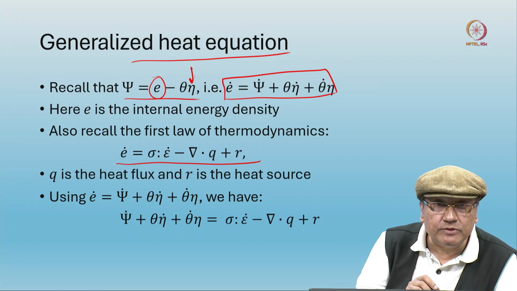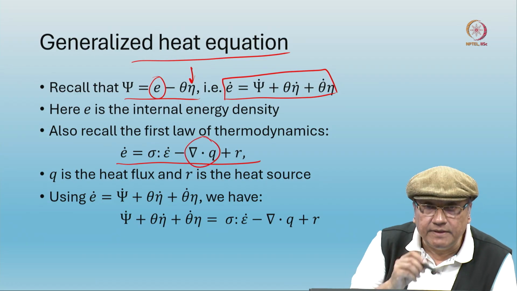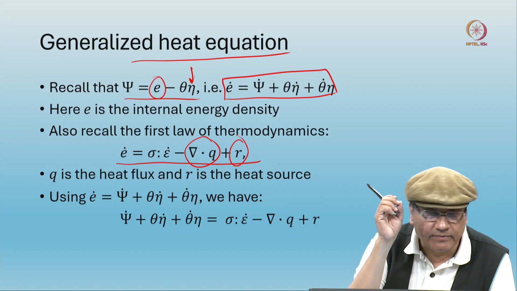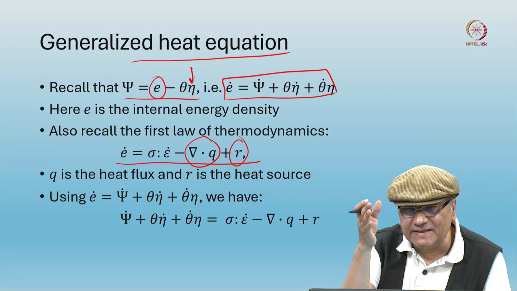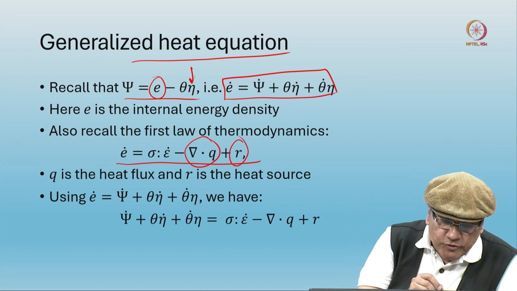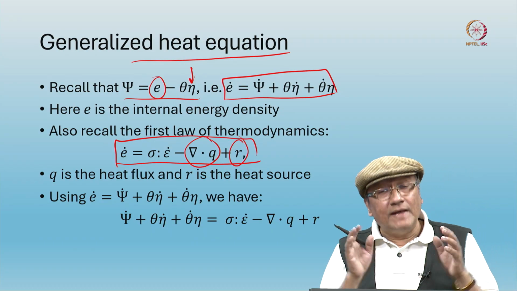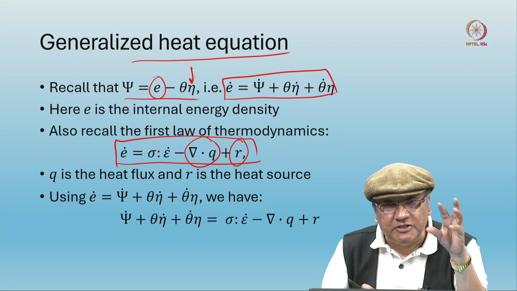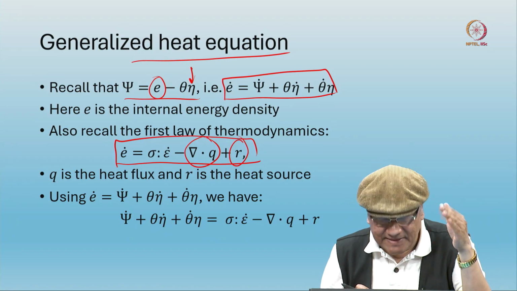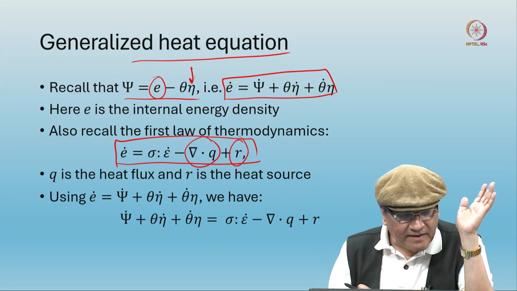This expression tells you that E dot equals sigma inner product with epsilon dot, minus the divergence of the flux, plus R, which is the heat source. In typical cases you often set R equal to 0, but it does not matter. So, we have two different representations for E dot, and we can equate them. Once you do this and do a little bit of algebra, you get this generalized heat equation. This algebra we will come to, but the basic idea is just this.